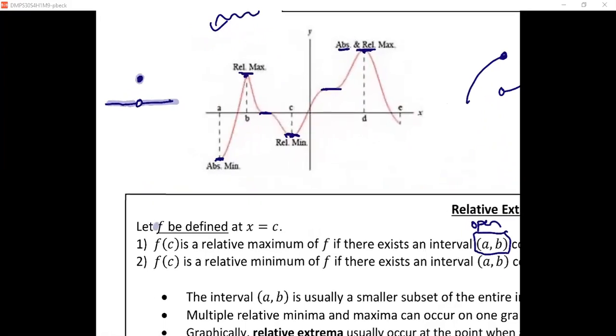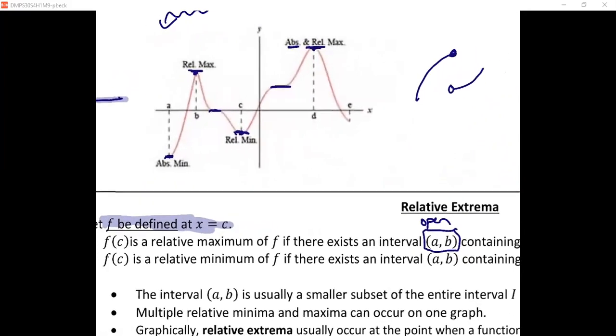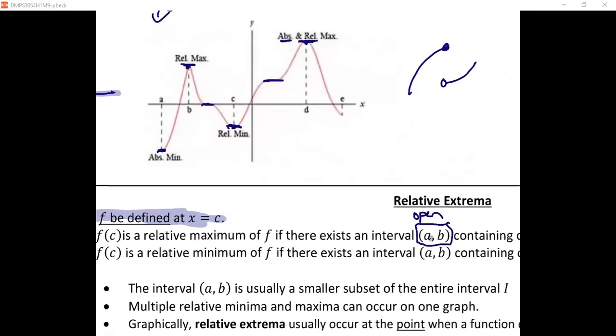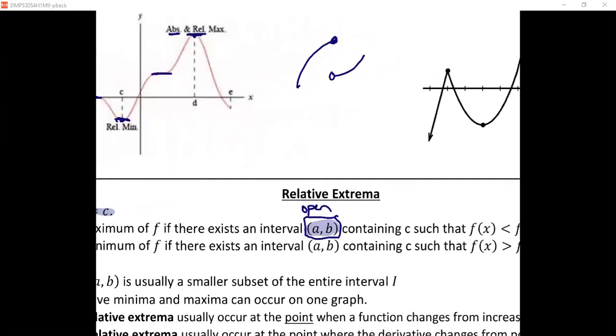First of all, we do have to have a defined value at that x. Hopefully we do. Second of all, we're going to be talking about extrema on an open interval, which means relative extrema are not going to be occurring at the endpoints. So if you look, this is not a relative minimum here because that's an endpoint. Absolute extrema could occur at the endpoints. Relative extrema do not occur at the endpoints.